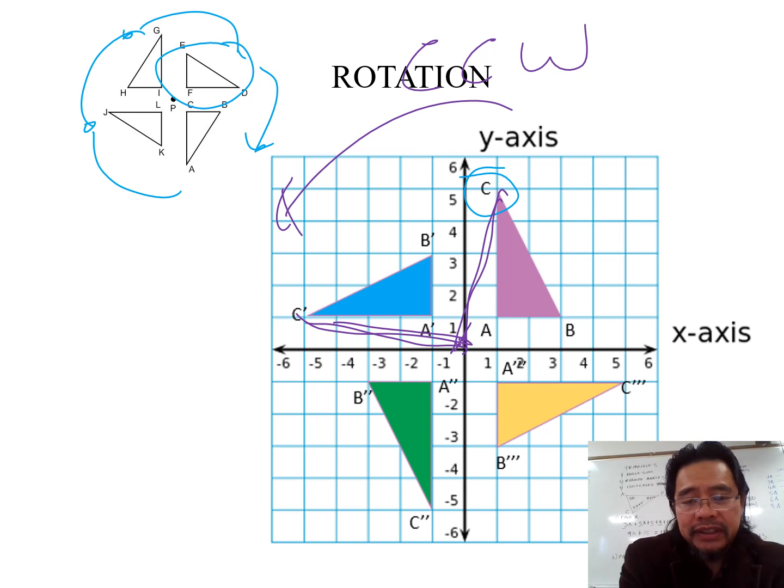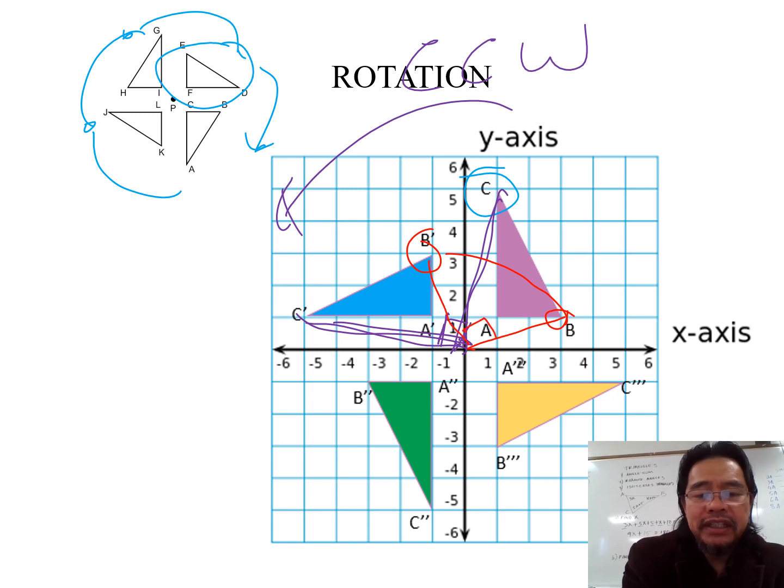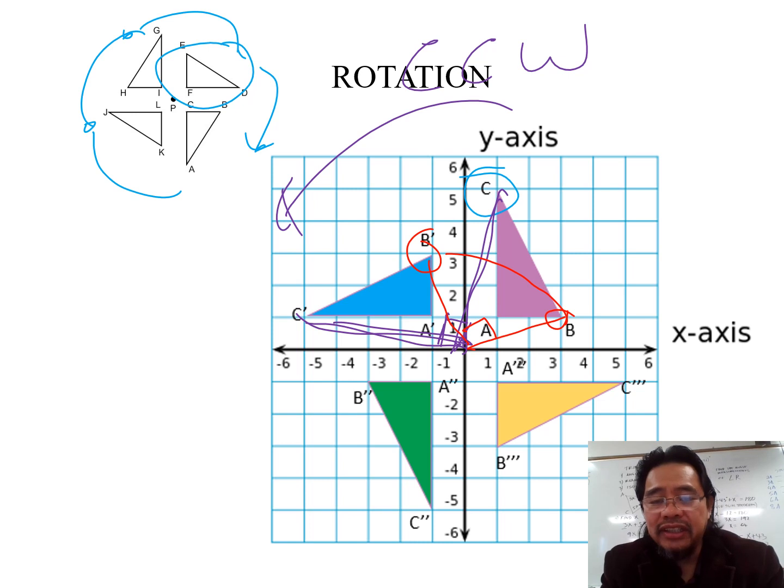You'll soon find out that this part here is a right angle. Okay? For example, B. B from here to here moves to a B here. And that is again a right angle created. So that is 90 degrees counterclockwise.